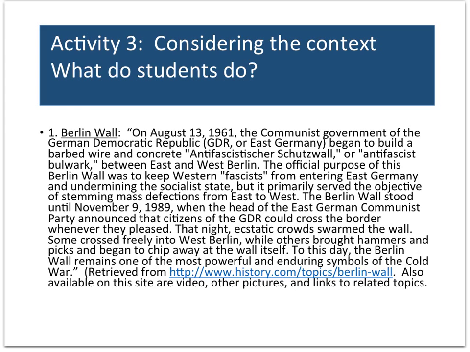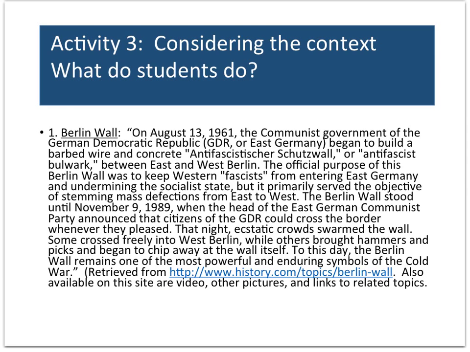The official purpose of this Berlin Wall was to keep Western fascists from entering East Germany and undermining the social state, but has primarily served the objective of stemming mass defections from east to west, that is, from East Berlin to West Berlin, and then to freedom in the West.